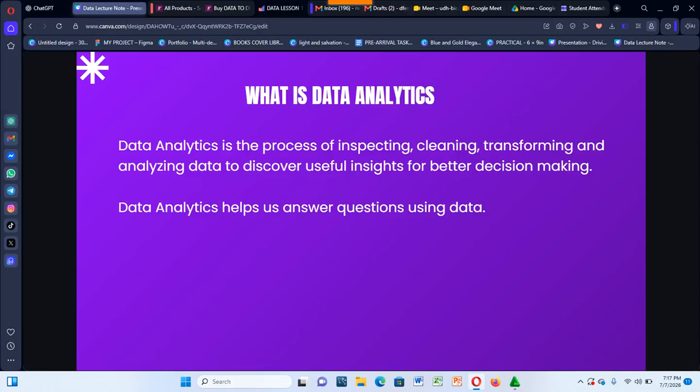Data analysis helps us answer questions, because after the whole analysis, you now use your analysis to answer questions that the MD cannot answer, the directors cannot answer. That is why if you are a businessman or a businesswoman, you need to base the decisions you are making in your business on your data.